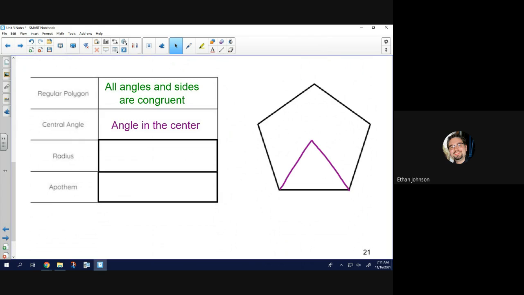Second thing is a radius. Radius is the distance from the center to a vertex, or an actual angle. So in other words, this length right here, where we go from the center to the vertex, is a radius.